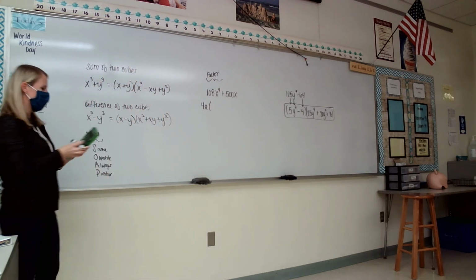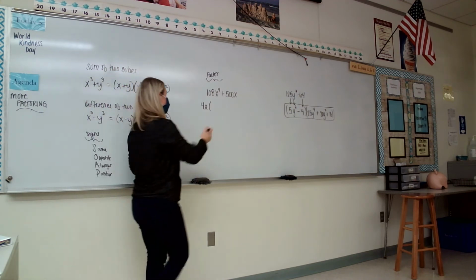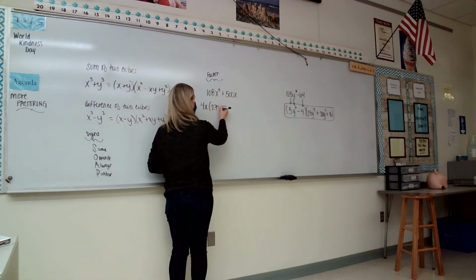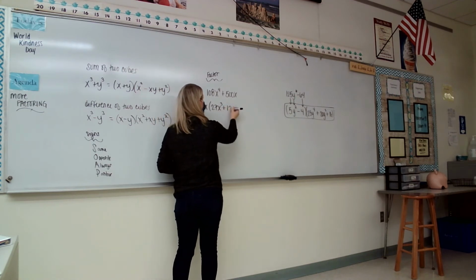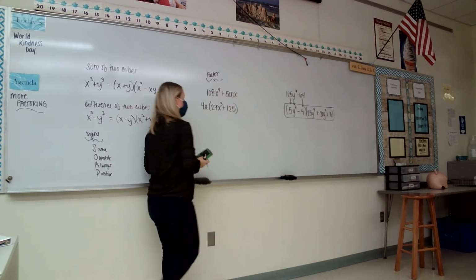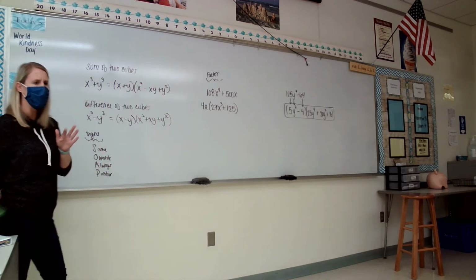So I'm going to divide that out. What's 108 divided by 4? 27, x to the 3rd, plus 125. Beautiful. Okay, so that's looking better for the setup that I need.